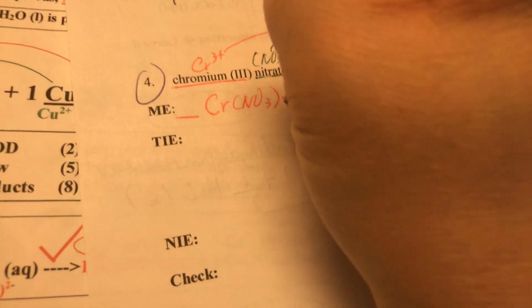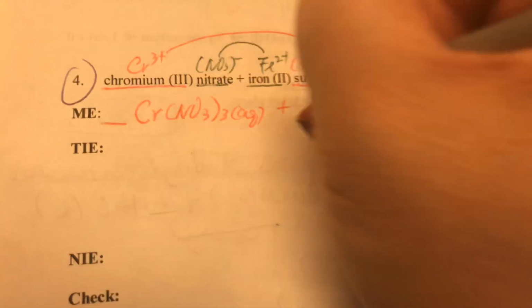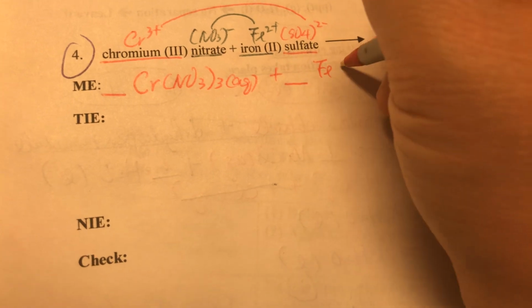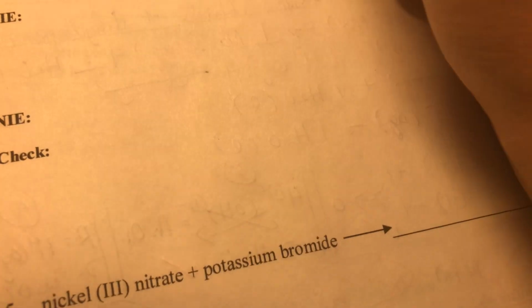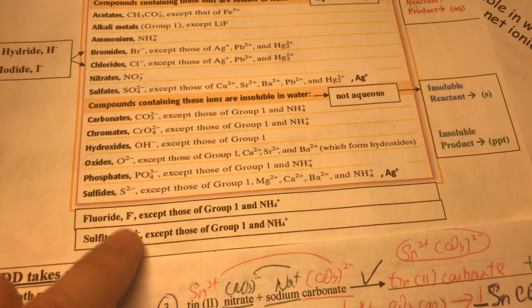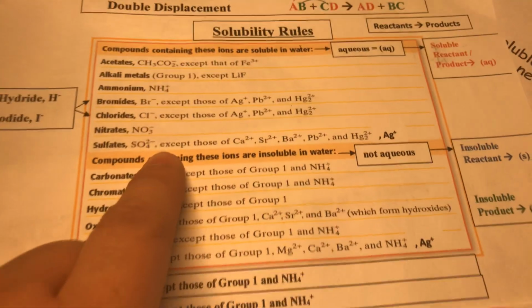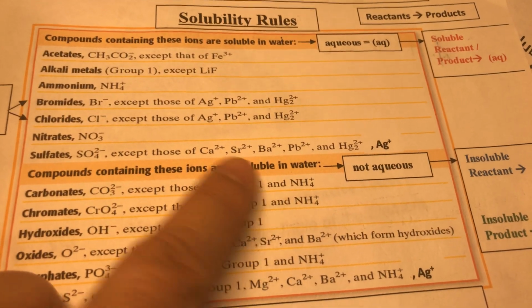So here we cross over, coefficient, and then Cr parentheses NO3 close 3 (aq), plus FeSO4 (aq). The first two are reactants. And then next we're gonna double check. Okay, chromium 3 sulfate. So sulfates are soluble, and I don't have chromium here, so it's soluble.